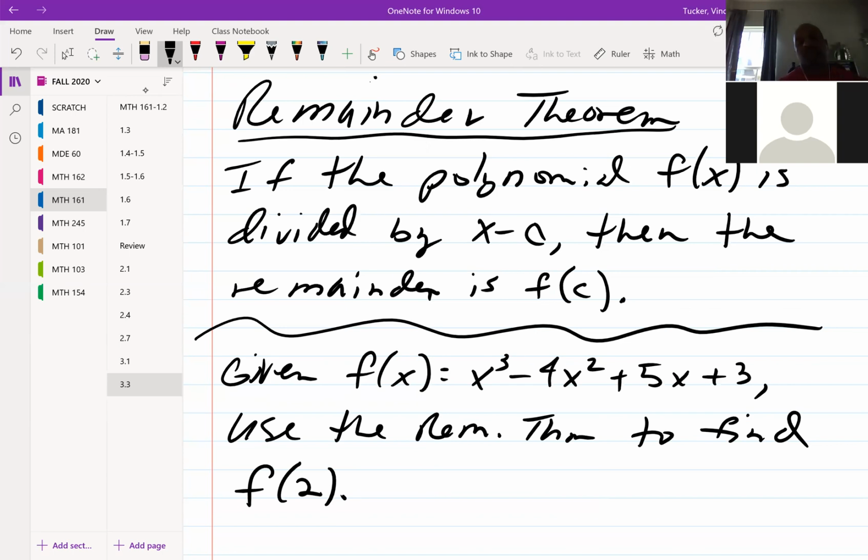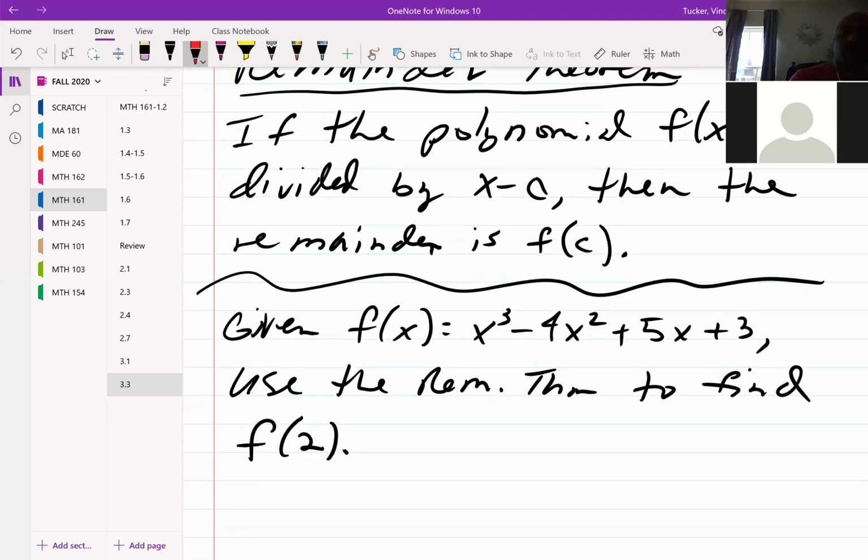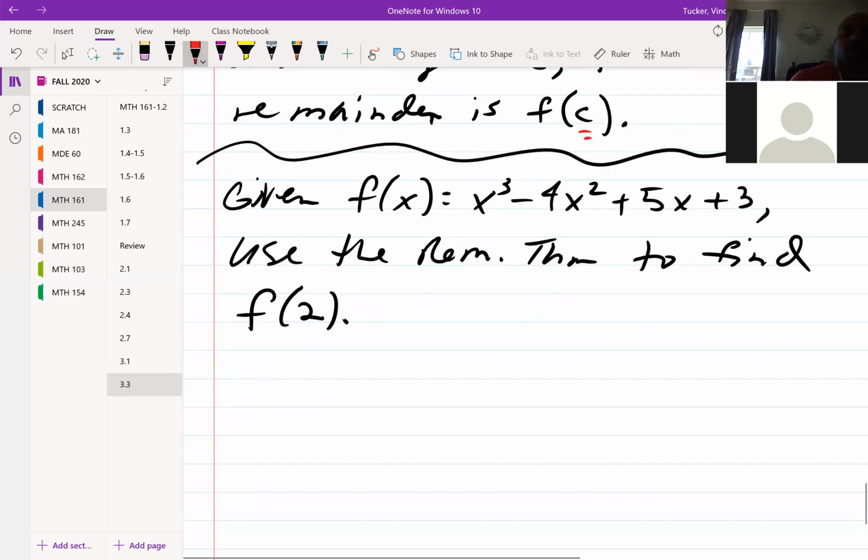All right, so given f of x is equal to x cubed minus 4x squared plus 5x plus 3, use the remainder theorem to find f of 2. So if they give it to us this way, remember when we do synthetic division, we use the opposite number of what we're dividing by, and when we're using this remainder theorem, they use the value to plug in for c. So this 2 is what we'll use in our synthetic division process.